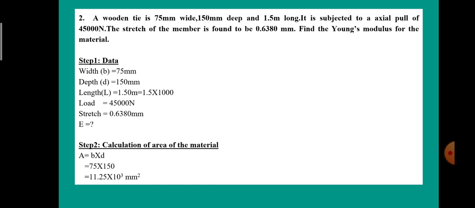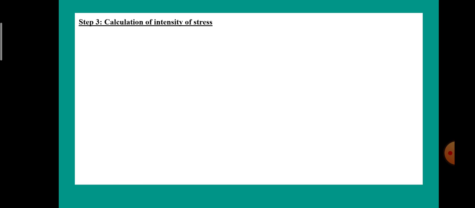It is equal to 11.25 into 10 power 3 mm square. So this is the area of cross section of the material when it is subjected to the axial pull. The next step is calculation of intensity of stress. Here they have asked to find out the Young's modulus. As you know, Young's modulus is nothing but the ratio of stress to strain. So we need to find out the stress and strain, and substituting them we can calculate the Young's modulus. Therefore I am going to find out the intensity of the stress here.